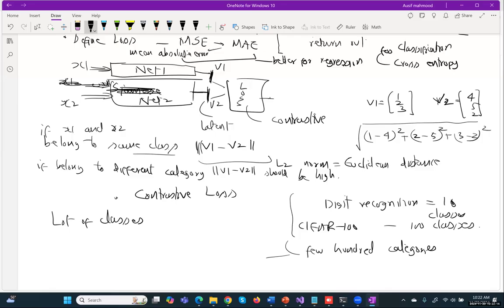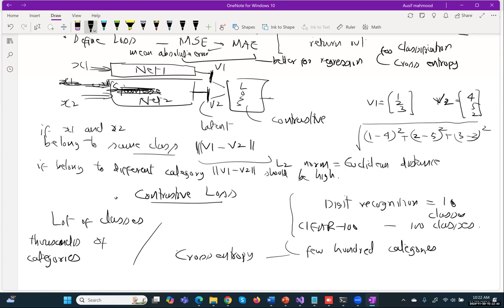For those, the cross entropy loss tends to be the best loss. But if you have thousands of categories, this is where the contrastive loss becomes more accurate in the categorization.